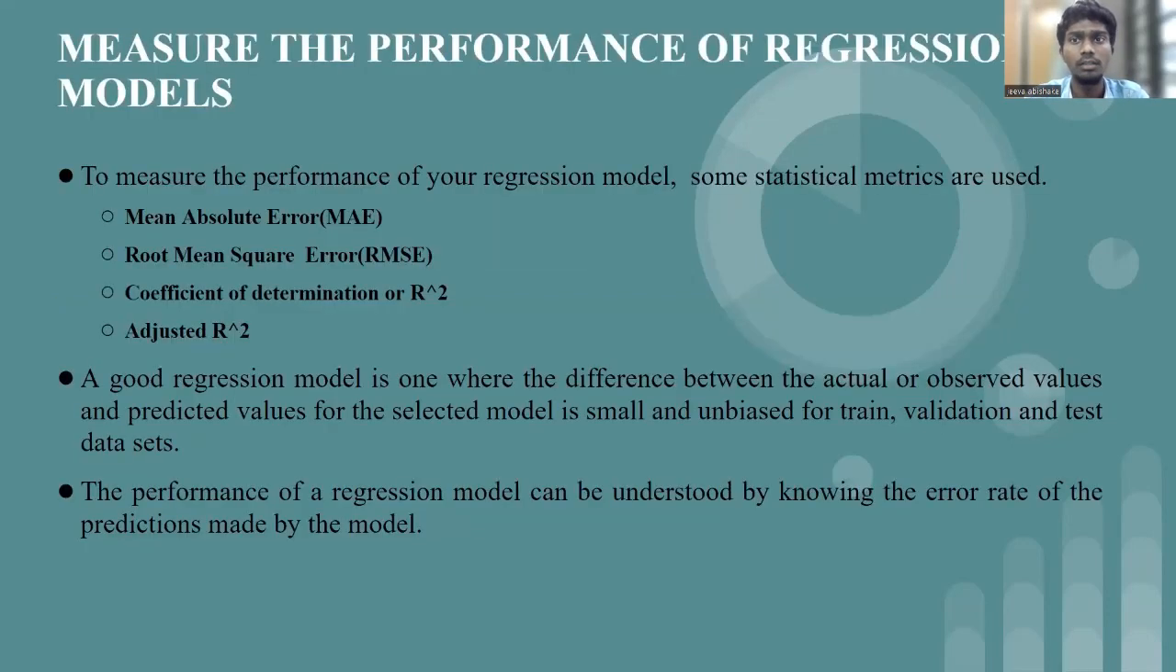So, measuring the performance of the regression model. To measure the performance of your regression model, some statistical metrics are used, which are mean absolute error, root mean square error, coefficient of determination or R square, and adjusted R square. A good regression model is one in which the difference between the actual or observed values and predicted values for a selected model is small and unbiased for training, validation and test data sets. The performance of a regression model can be understood by knowing the error rate of the predictions made by the model.